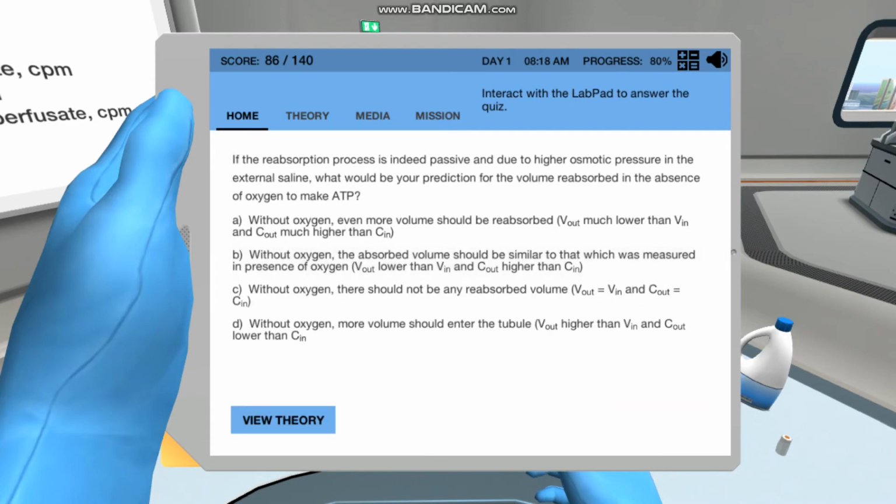If the reabsorption process is indeed passive and due to higher osmotic pressure in the external saline, what would be your prediction for the volume reabsorbed in the absence of oxygen to make ATP?